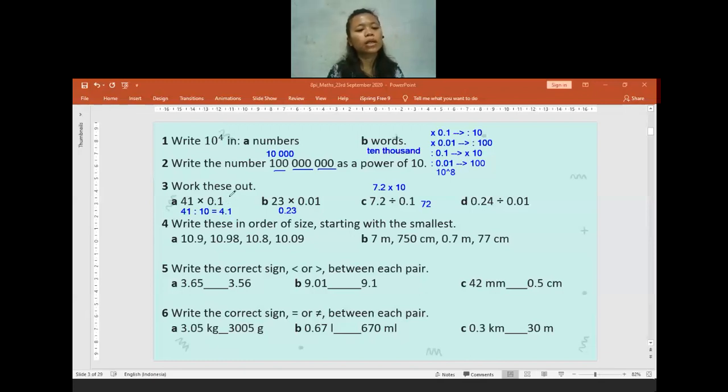0.1 means 1 per 10. So later on, we will have 41 times 1 per 10. So we will read it as 41 divided by 10. And then for question B, we have 23 times 0.01. So it will be the same thing as 23 times 1 per 100. That's why whenever we have any number multiplied by 0.01, it will be the same thing as dividing the number by 100. Is it still confusing for any of you, or is it already clear enough?